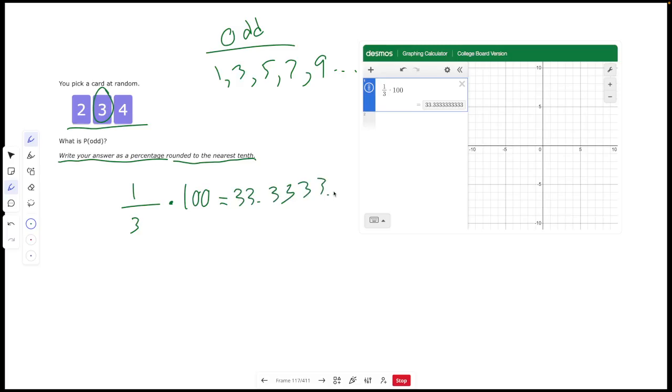33.3333 repeating, right? Now, it says rounded to the nearest tenths. So again, you should already know how to round. So this would be 33.3%. All right, so you have a 33.3% chance of pulling an odd number.